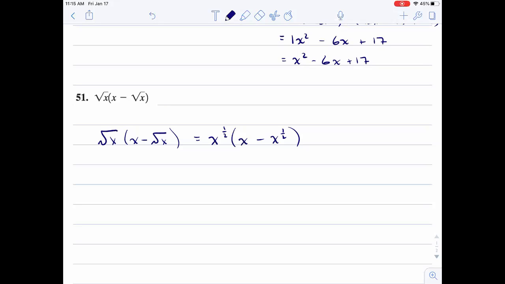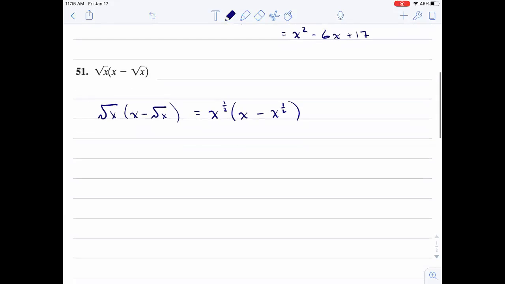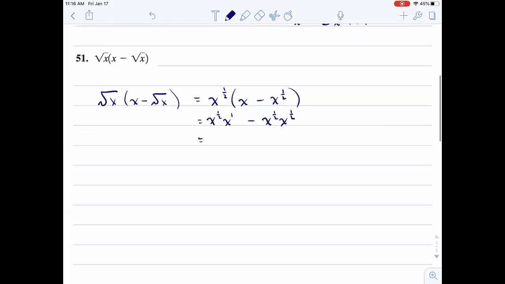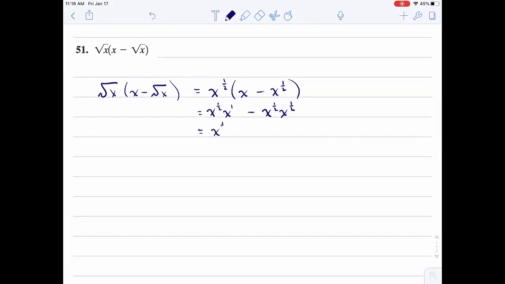Being a little bit more careful here, if I have x to the 1/2 times x, then that's the same as x to the 1/2 times x to the power of 1, minus x to the 1/2 times x to the 1/2. These are all the same base, which means that I can add those exponents to combine them. And so I get x to the 1/2 plus 1 minus x to the 1/2 plus 1/2.